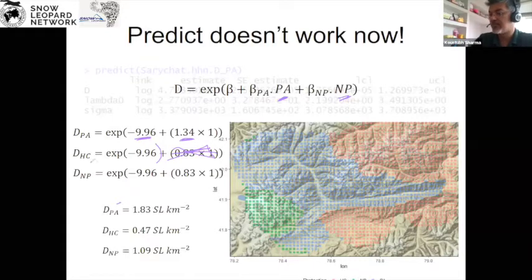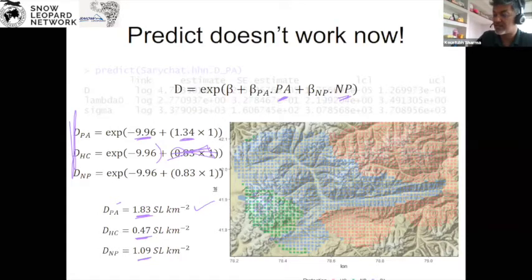estimate these separately, these 3 equations you solve, you get the density of snow leopards in a protected area to be 1.83 snow leopards per 100 square kilometers. Density of snow leopards in a hunting concession to be 0.47 per 100 square kilometers, and density of snow leopards in national parks to be in not protected areas.